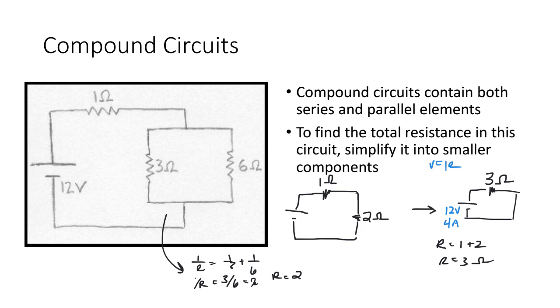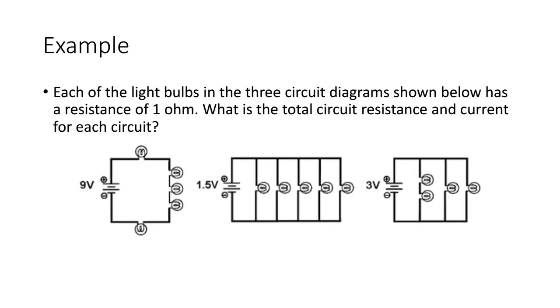Let's explore a different set of compound circuits. Each of the light bulbs in these 3 circuit diagrams below has a resistance of 1 ohm. What's the total circuit resistance and current for each circuit? Let's start with this one.